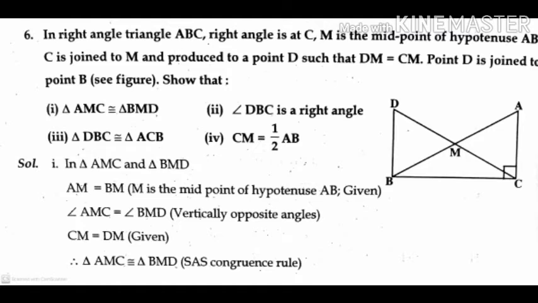Solution for first question. In triangle AMC and triangle BMD, AM is equal to BM because M is the midpoint of hypotenuse AB. That is given in the problem. Angle AMC is equal to angle BMD since vertically opposite angles. CM is equal to DM, that is given in the problem. Therefore, triangle AMC is congruent to triangle BMD since SAS congruency rule.